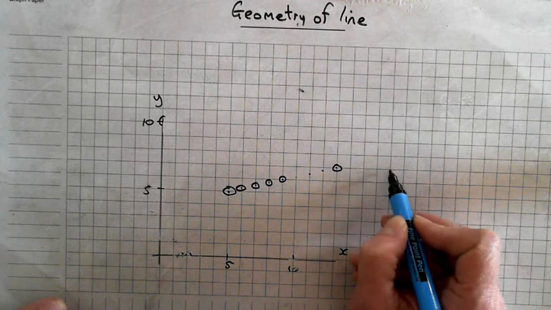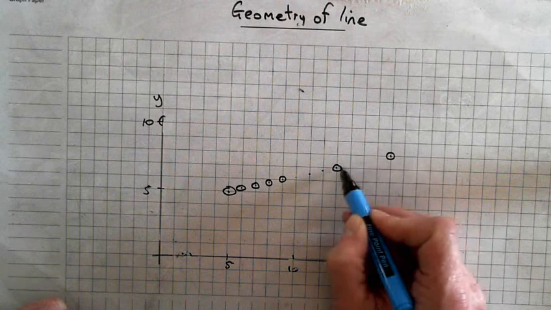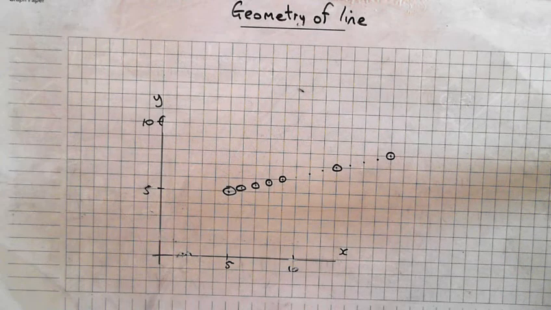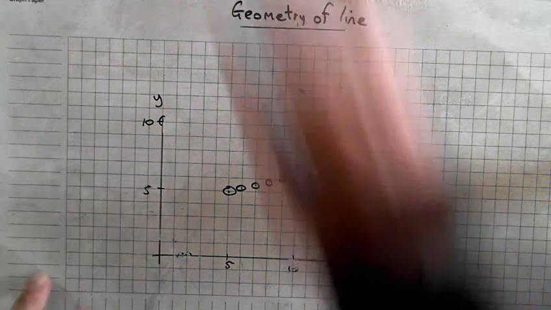1, 2, 3, 4. I'll be up 1. It's the same as going up 1 over 4. Every time I go over 4, I'll be up 1. All right.